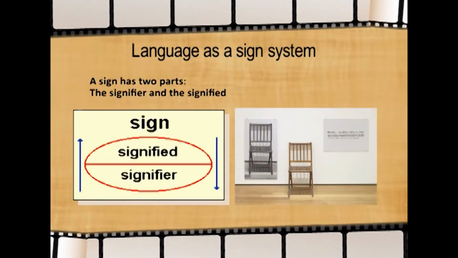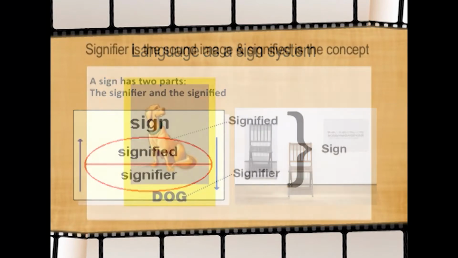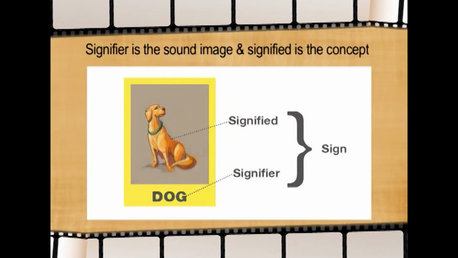So, as you can see, this chair is the signified and the photograph of the chair which is there on the wall is the signifier. In a spoken language, the word dog is the signifier, and the idea of the dog that comes to your mind, that is the signified.